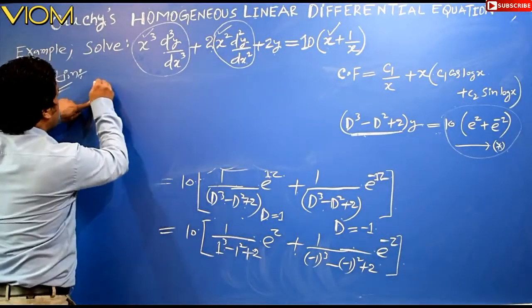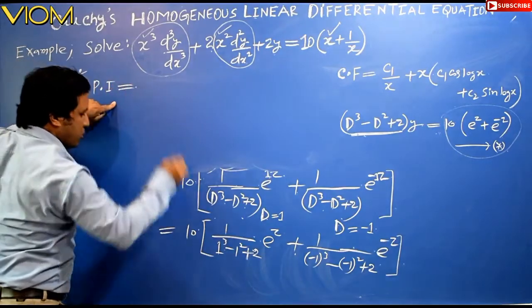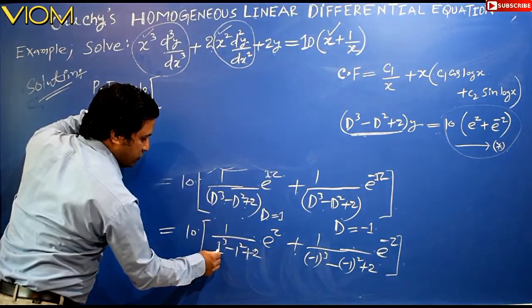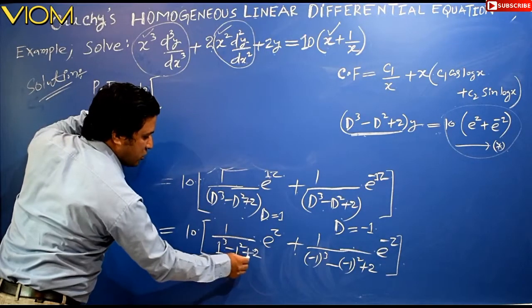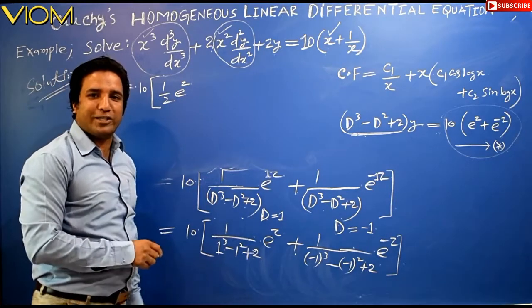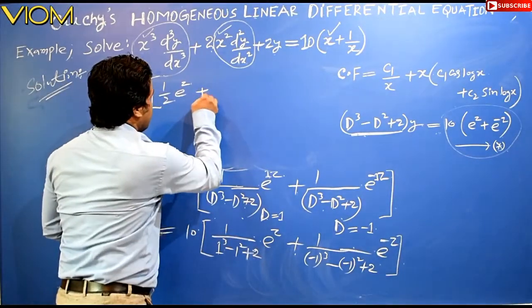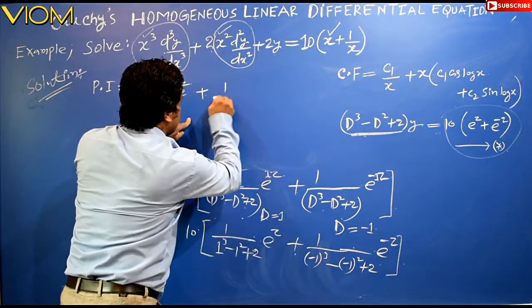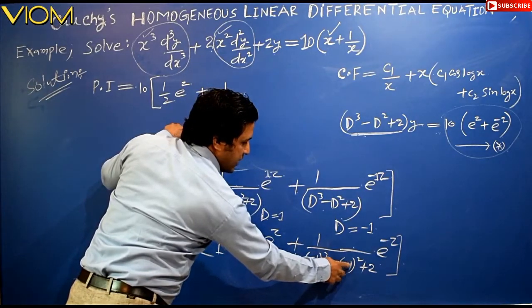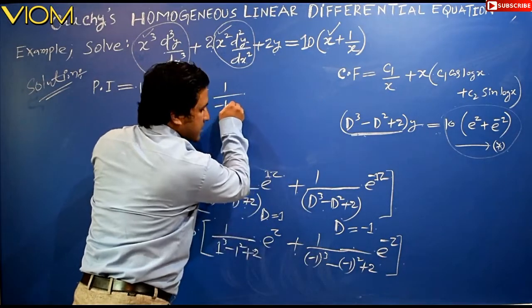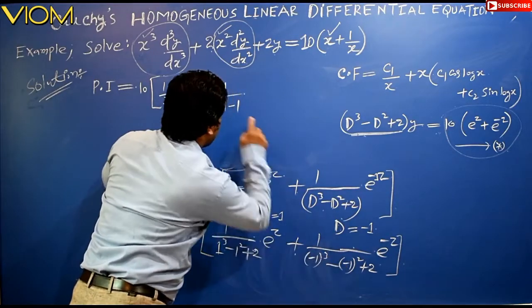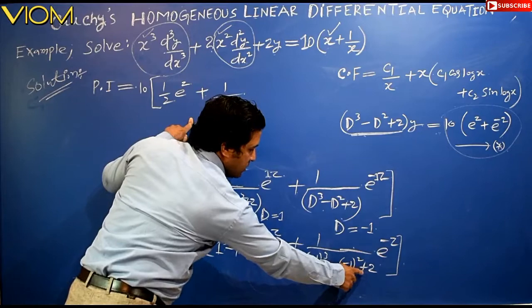The particular integral is equal to, this is 1 divided by 1 cube is 1, 1 minus 1 is 0, here remains only 2, so 1 by 2 e raised to the power z. It is calculated here. Plus 1 divided by, minus 1 cube is minus 1, minus 1 square is plus 1, so minus 1 plus 1, and again minus 1 as it is, plus 2.